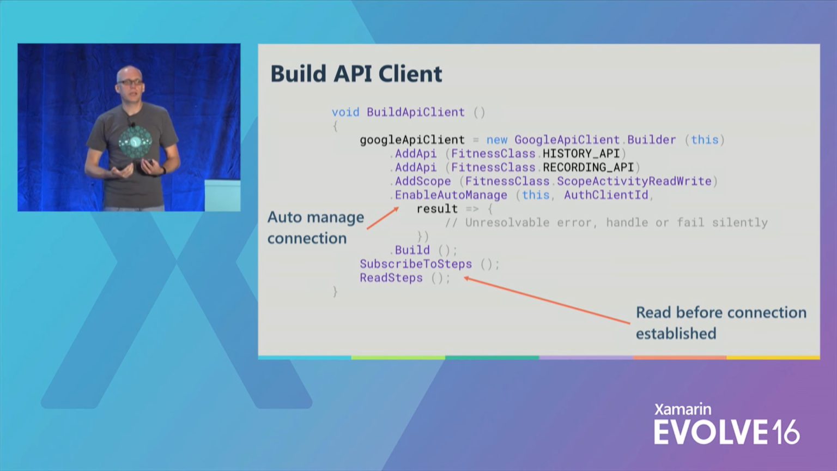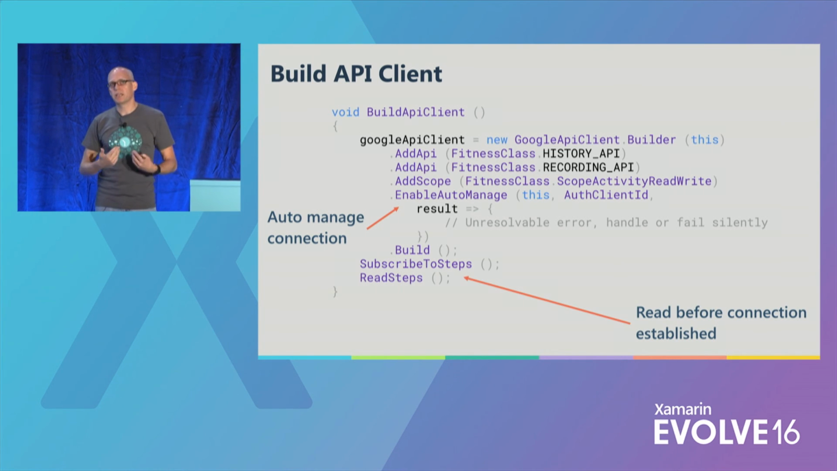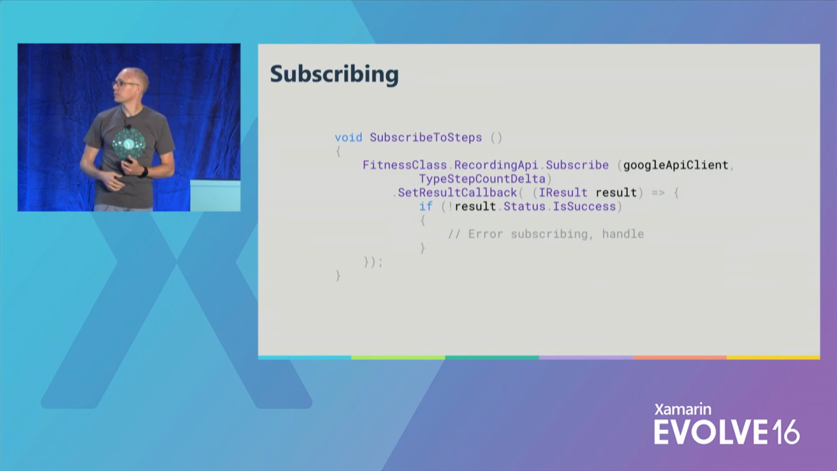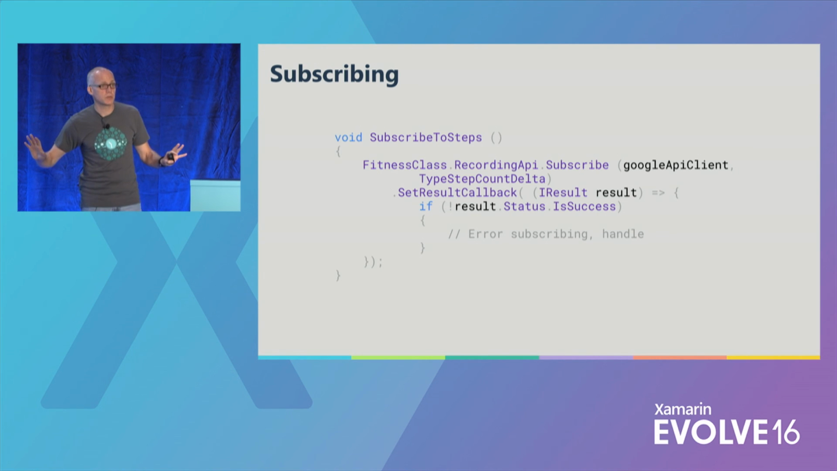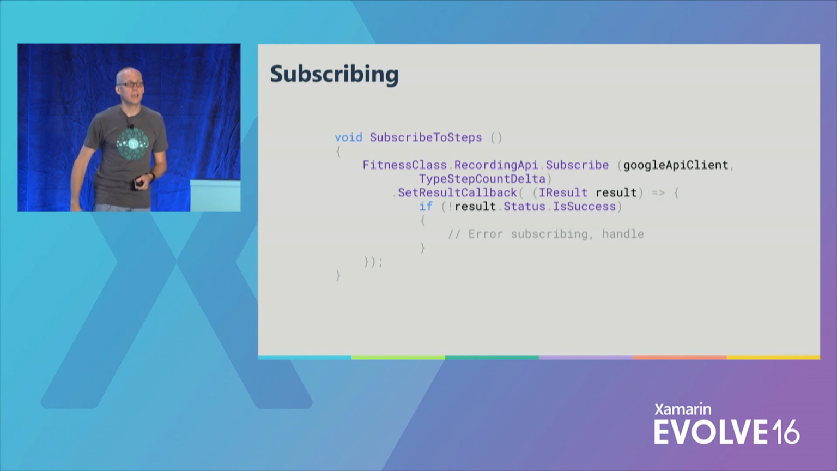So I don't have to do any callbacks here to worry about, am I connected, am I not connected? I simply do the connection attempt. I handle the error if there is one. Otherwise, I go, tell me what the steps are, and the system will do that once those steps are available. Subscribing is pretty easy. We make a call to the recording API. We do subscribe. If there's a problem, we handle it. Other than that, we're done. The system is now recording steps on our behalf into the Fit platform.